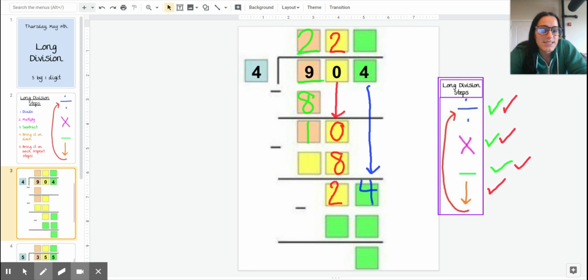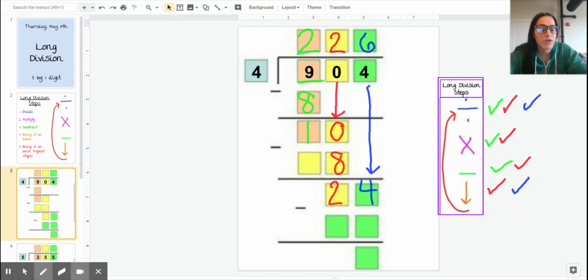So I need to ask myself, how many times can 4 go into 24 without going over? So I'm going to check my multiples of 4. 4, 8, 12, 16, 20, 24. Oh, that's what we were looking for. That goes in perfectly, and it goes in 6 times. So I'm going to write my 6 up top, and I'm going to check that off. We forgot to check it earlier. I'm going to check division.